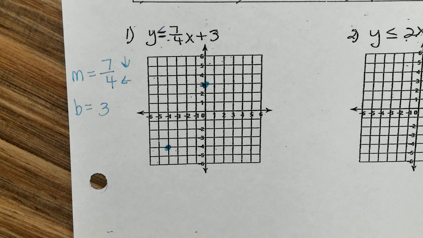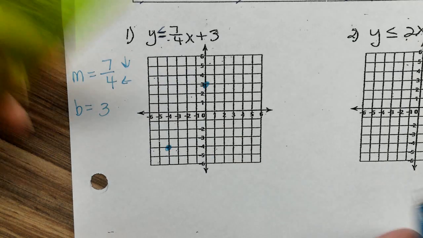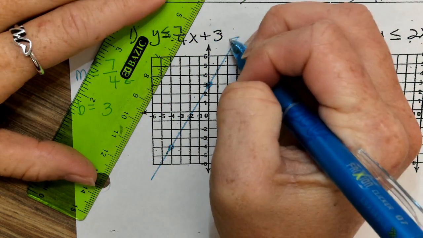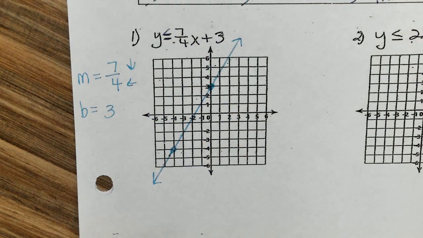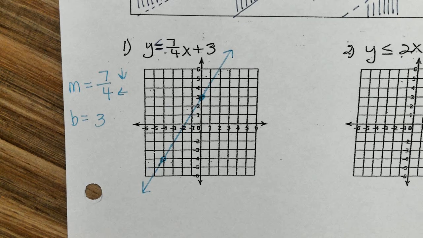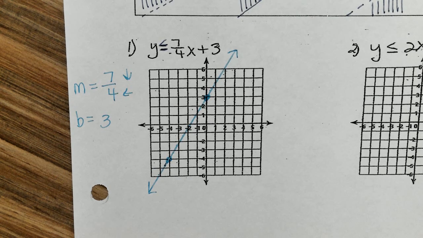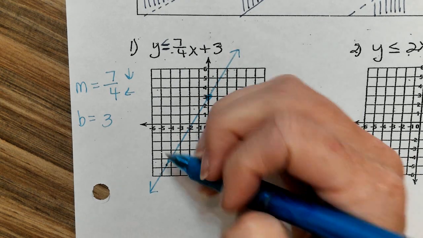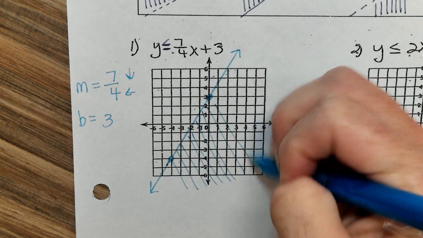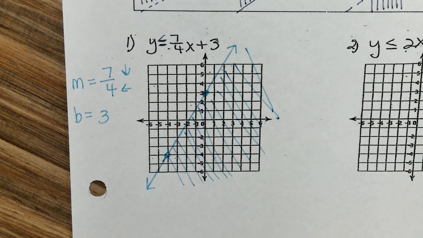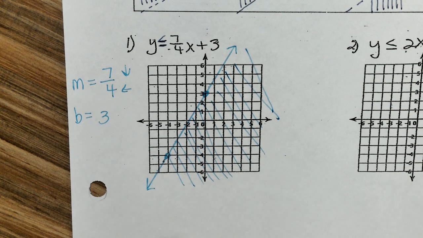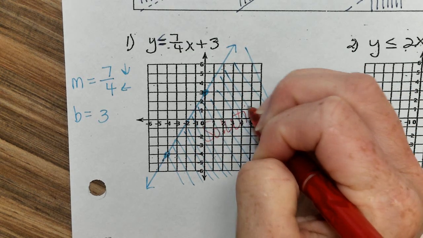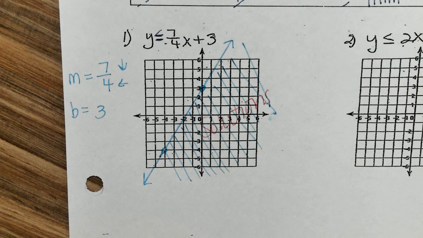Okay, will my line be solid or dashed? Solid. Why? Because it's or equal to. Which way am I going to shade for less than? Below. So all of this would be shaded. That means everything in the shaded area are what? Solutions.